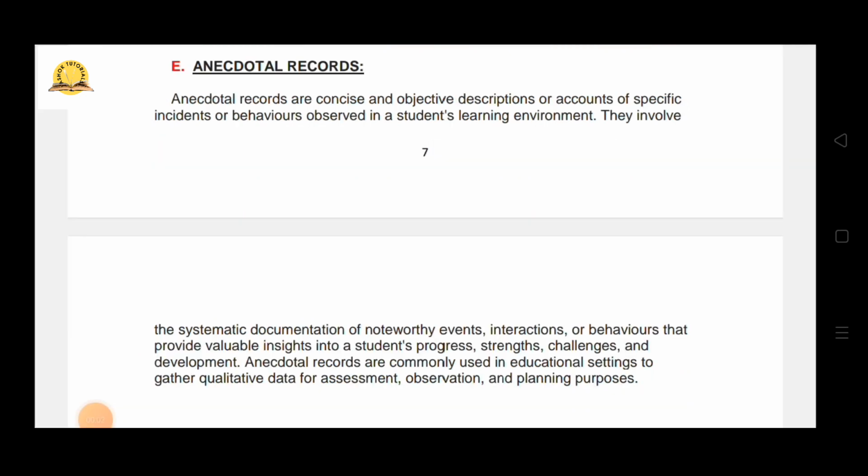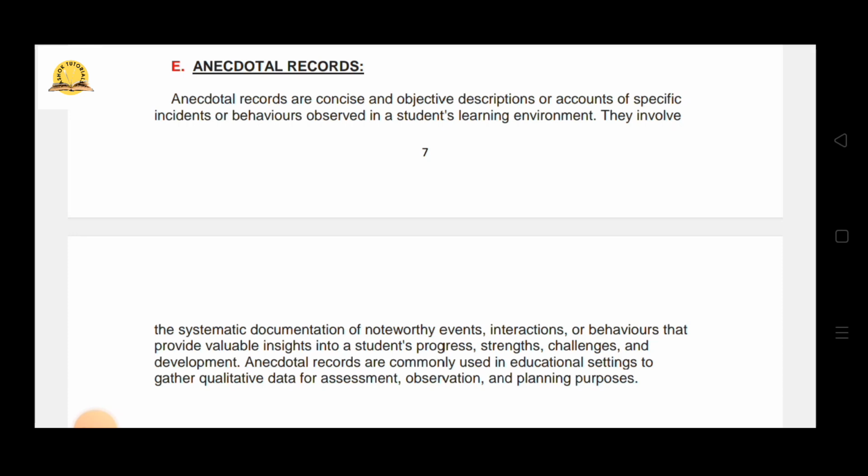Well, now let us see the last method of child study, that is anecdotal records. So here, anecdotal records are concise and objective descriptions or accounts of specific incidents or behavior observed in a child's learning environment. They involve systematic documentation of noteworthy events, interactions, or behavior that provide valuable insight into a child's progress, strengths, challenges, and development.